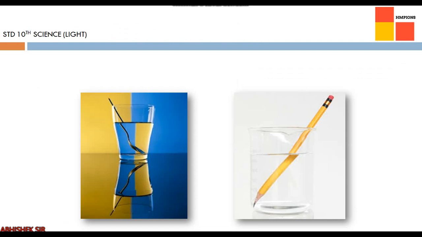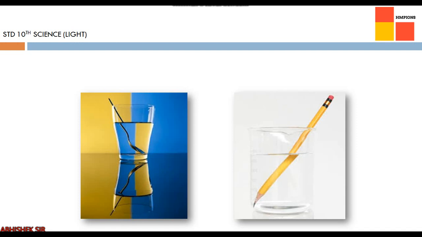Now friends, in reflection we have seen that the light ray was bouncing back in the same medium. It travels and bounces back after striking, and it travels in the same medium. But have you ever imagined what happens when light enters from one transparent medium to another? Does it still move along a straight line path or change its direction?